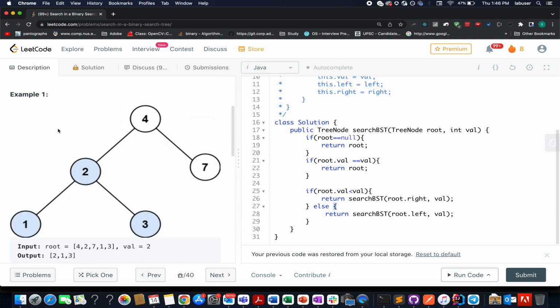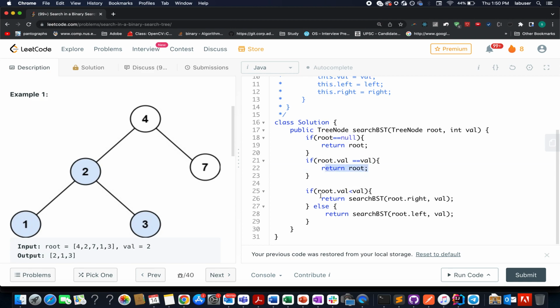Here in this question, we are given an example 2, wherein this is a binary search tree and we are looking for the node with value 2. Now let's start the iteration. The steps are really simple. These are like two corner cases. If my root is null, I simply return the root. If my root dot val happens to be the value that I'm searching for, I simply return the root.